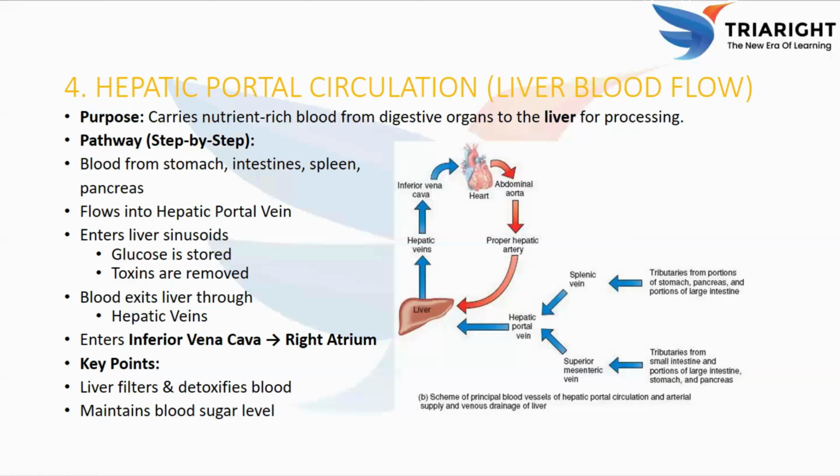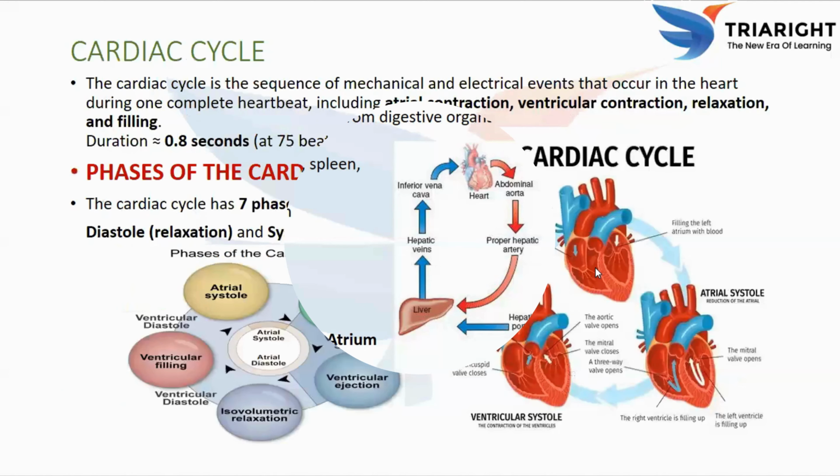Here in the diagram you can clearly see the hepatic portal vein carries the blood into the liver, while the hepatic veins carry the blood out of the liver into the inferior vena cava. So this is the pathway of the hepatic portal circulation. So this is all about the circulation pathways of the cardiovascular system.